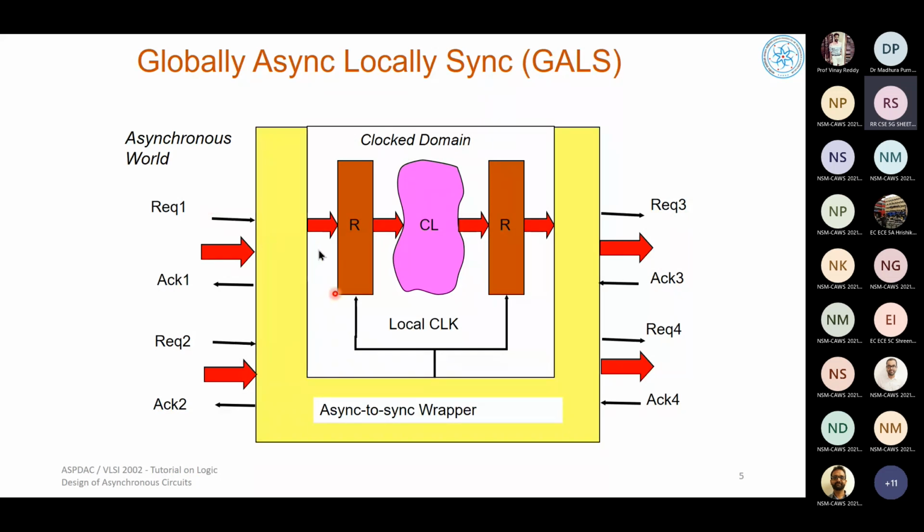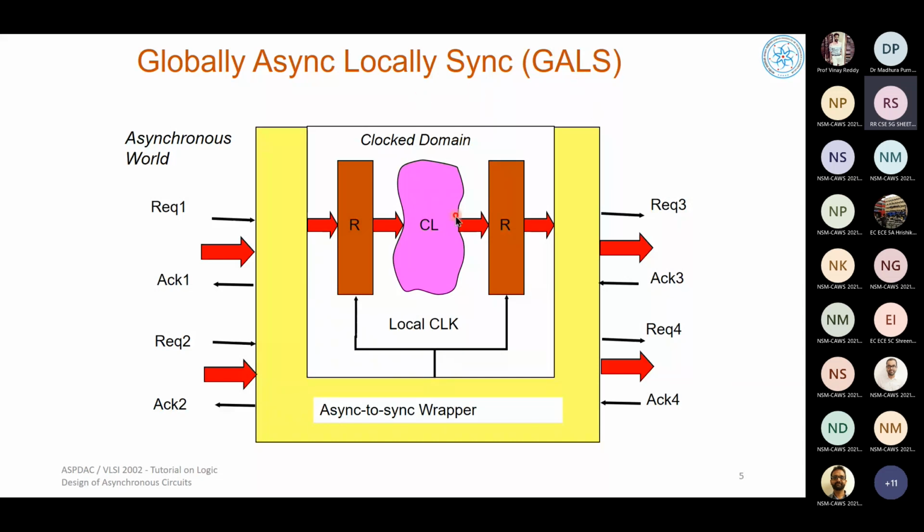And when this synchronous module has completed its job, it would generate an acknowledgement signal to that domain indicating that its job is done. And then the next set of data can come in. Each such locally synchronous module can be connected to many other locally synchronous modules at the input and many others at the output. So that forms a globally asynchronous, locally synchronous system.